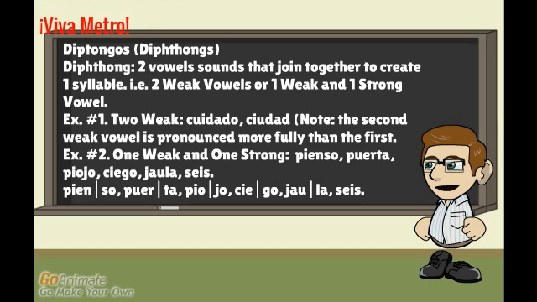Moving on to example number 2. One weak and one strong. Pienso, puerta, piojo, ciego, jaula, seis. You will see that the words from example 2 are broken into syllables below. Pienso, puerta, piojo, ciego, jaula, and finally seis as a single syllable.